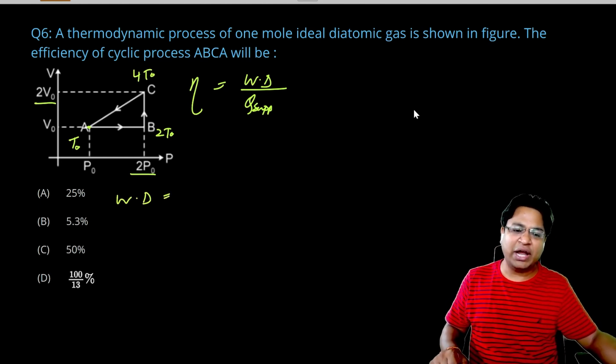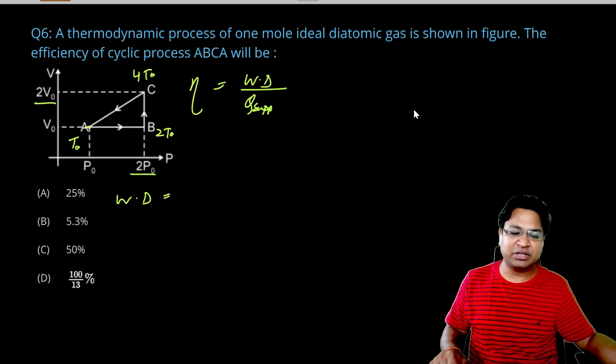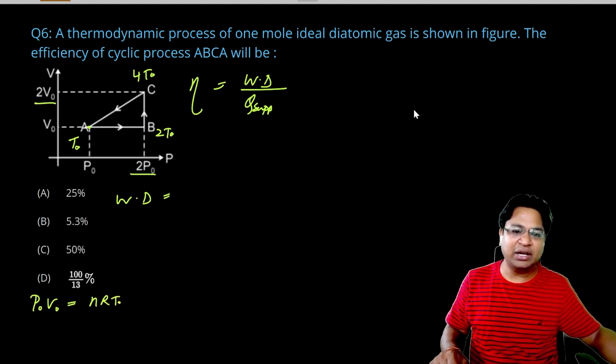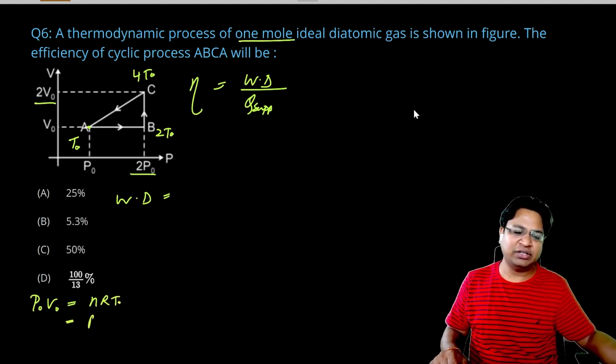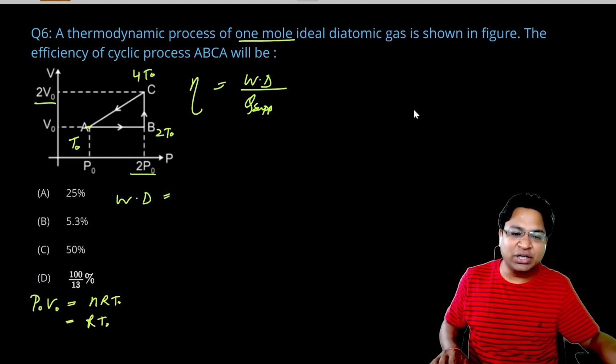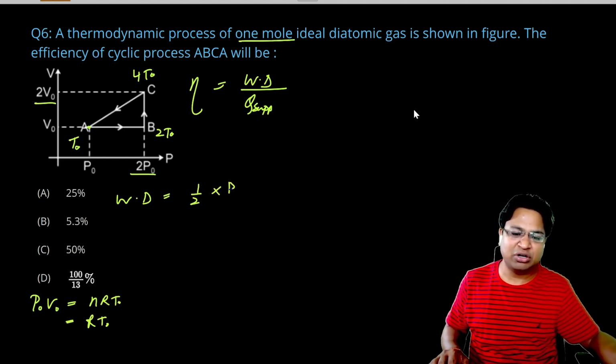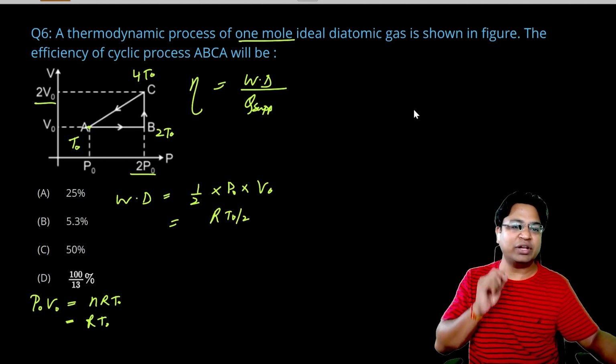Okay, so work done, and one more thing: if the temperature at A is T naught and the pressure and volume are P naught and V naught respectively, then we can definitely write that P naught V naught is equal to nRT naught, and n here is 1 mole, so we can write it as RT naught. Okay, now work done is the area of the triangle. Area of the triangle is half into base. Base is P naught, into height. Height is V naught. So the work done is P naught V naught by 2, or in other words, it is RT naught by 2. So that is the work done. Now we have to worry about the heat supplied.